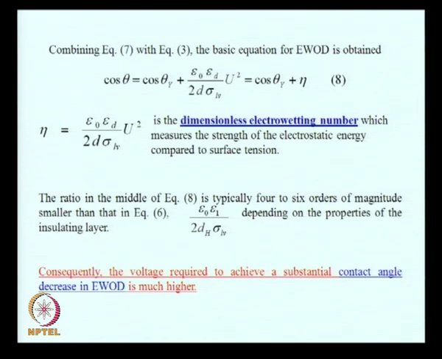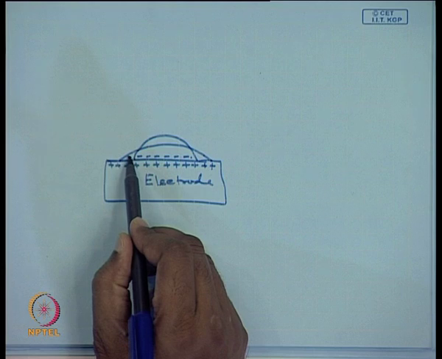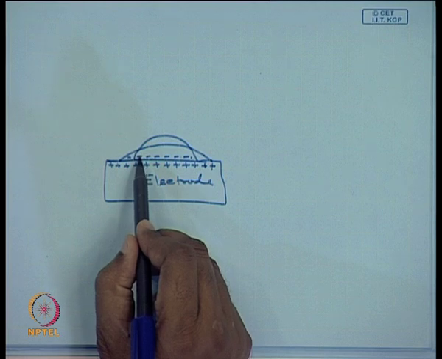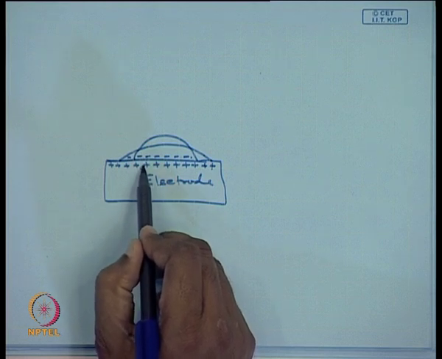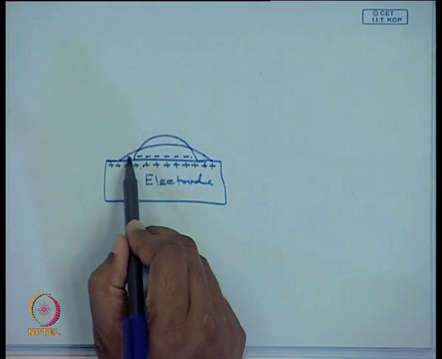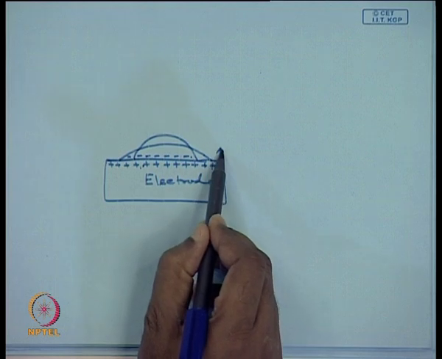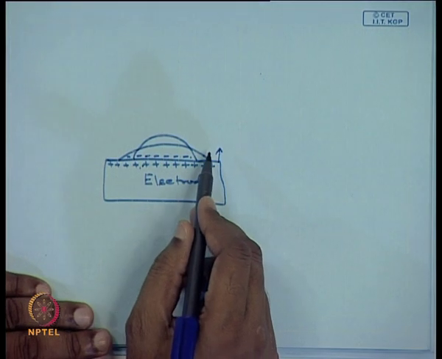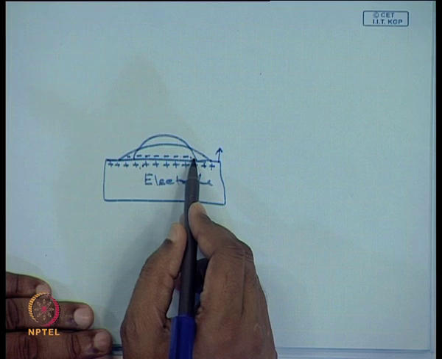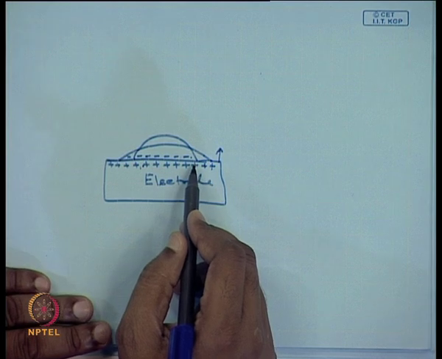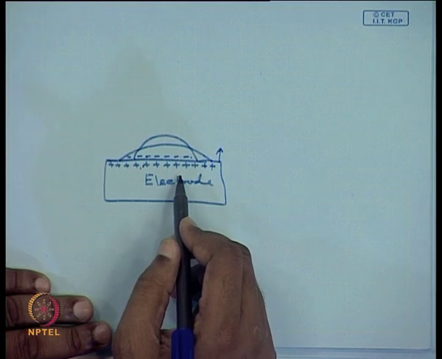Now, if you remember, in electrowetting we understand that the charges in the electrolyte are going to be concentrated near the liquid solid interface. However, the distribution of these charges as a function of distance from the electrode is rather complex. There would be some sort of a distribution, but to incorporate this distribution in a closed form in any equation would be difficult.